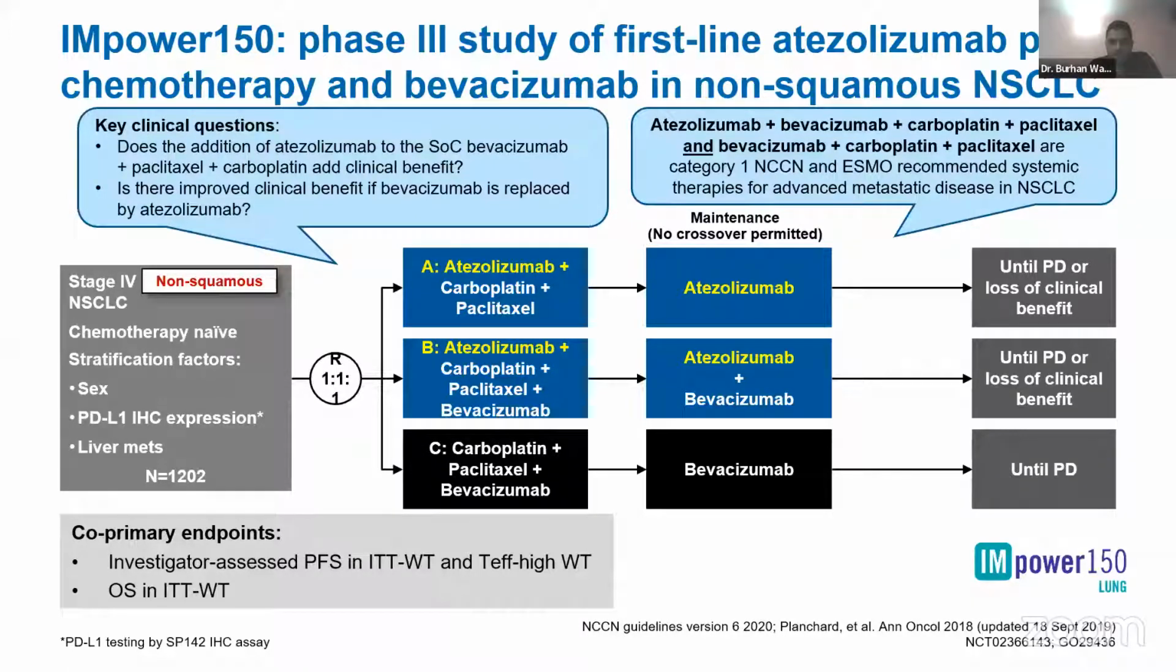Once the patient finished the 6 cycles of chemotherapy, there was provision of maintenance. Crossover was not permitted. Atezolizumab or bevacizumab alone was given, depending upon what was given upfront, until progressive disease or loss of clinical benefit. The primary endpoints of the study were to assess PFS and OS in the intention-to-treat population.